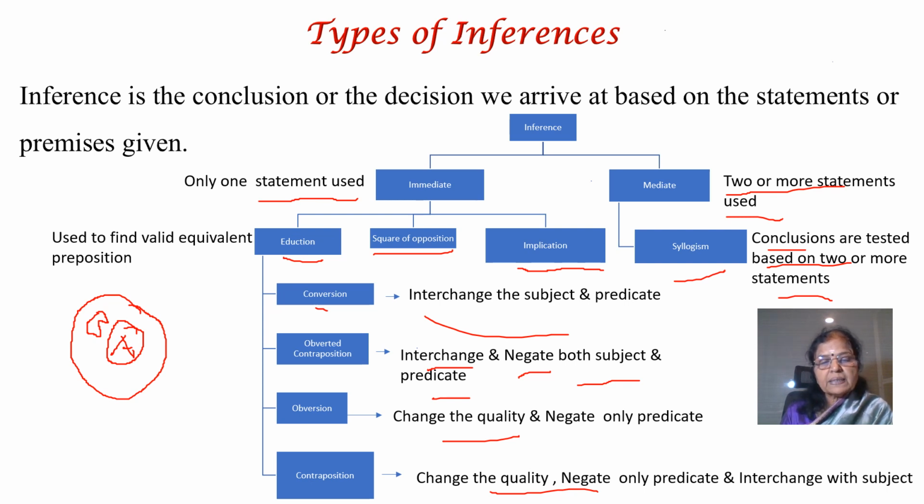So what is obverted contraposition? You are interchanging the subject and predicate and you are negating both subject and predicate. You are adding non to both subject and predicate.